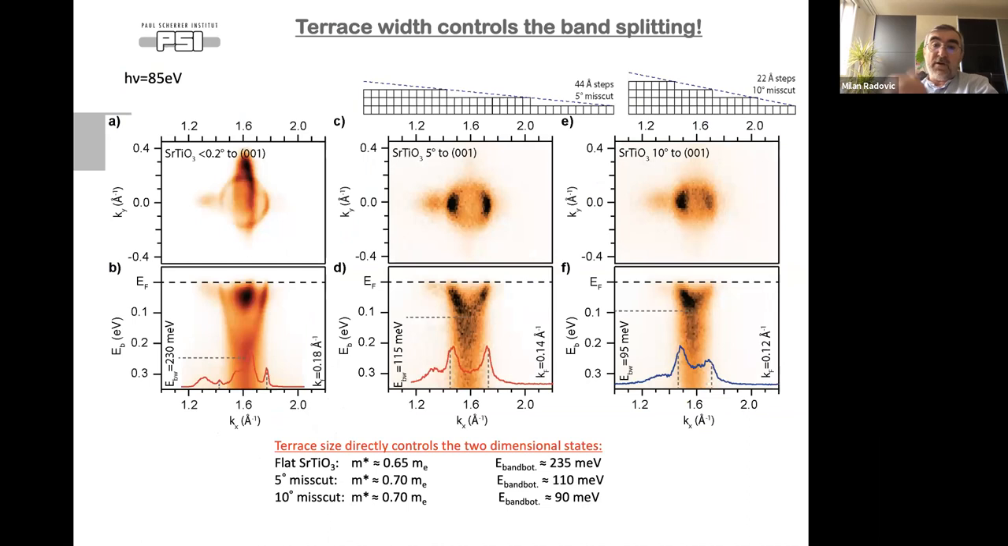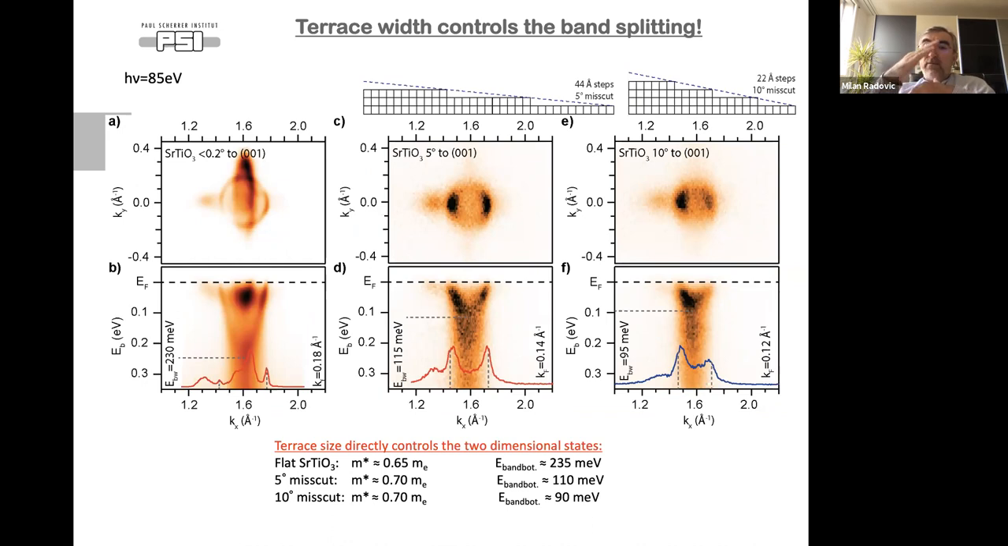Okay, so now going further. Now that we understood two key properties of the STO surface, so one property is two-dimensional electronic states, and the other is spin-structured electronic states, let's see how we can manipulate that. So the first way was, okay, it's very difficult to always get the surface very flat. But maybe if we do something which we call miscut.